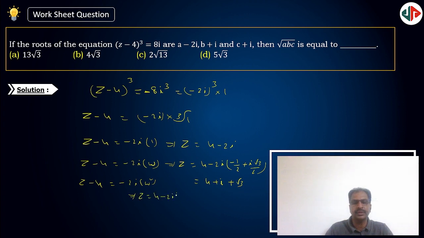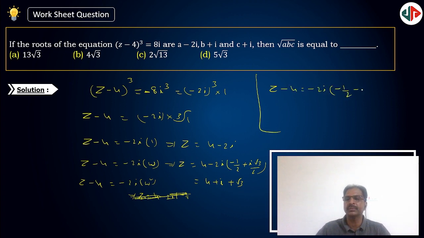4 minus 2i into omega square, which is minus 1 by 2 minus i root 3 by 2. Z minus 4 is equal to minus 2i into minus 1 by 2 minus i root 3 by 2. Multiply with minus 2i, then you will get i minus of minus plus root 3 i square minus. So, what is z from this? 4 minus root 3 plus i.